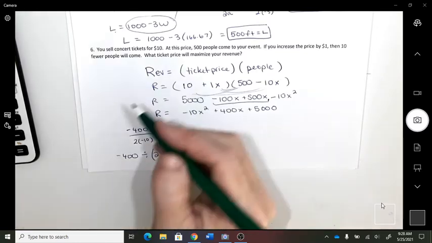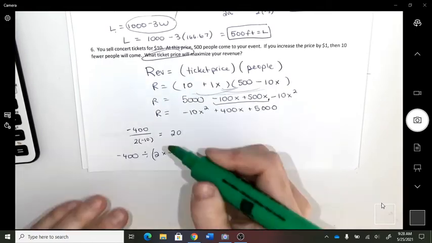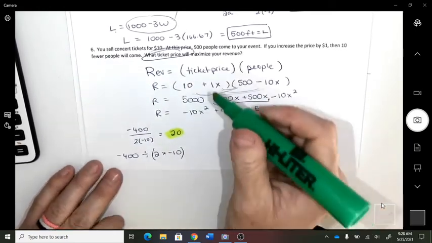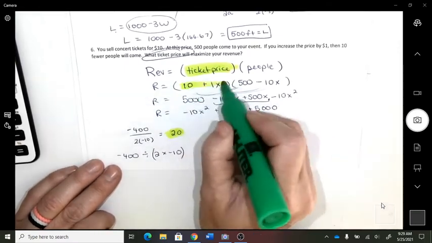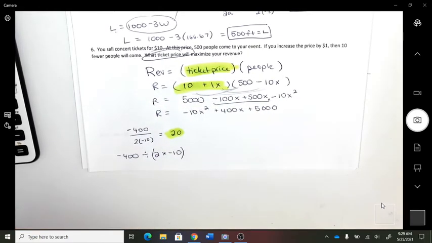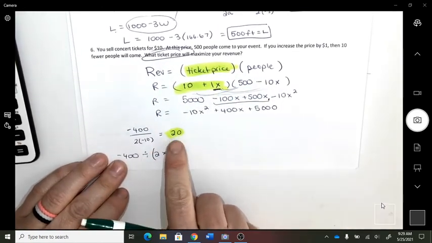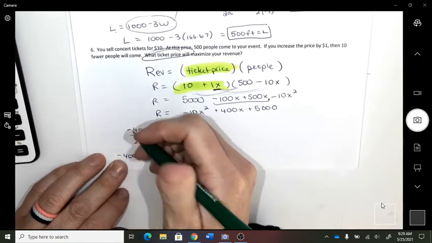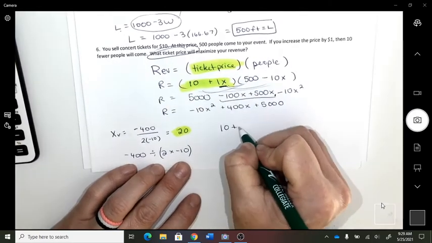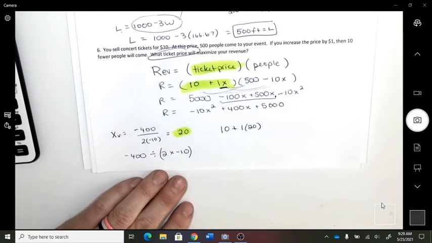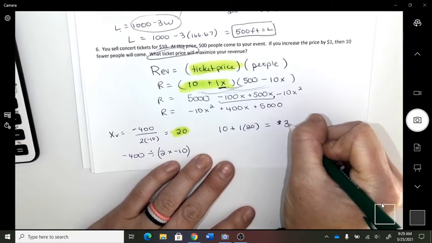Okay, so I asked you, what is the ticket price? So what do I do with this 20? That's where my ticket price is. This represents my ticket price. Now, do I know what X is? Yeah. This is the X value. X of the vertex. So what is the ticket price? You need to go up $20, so your ticket price would be $30.